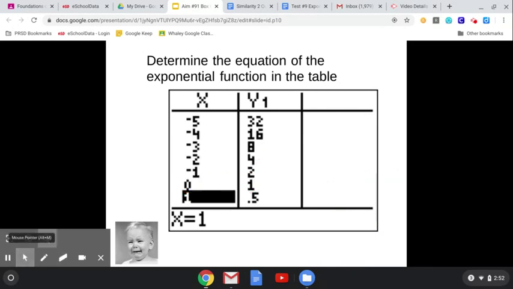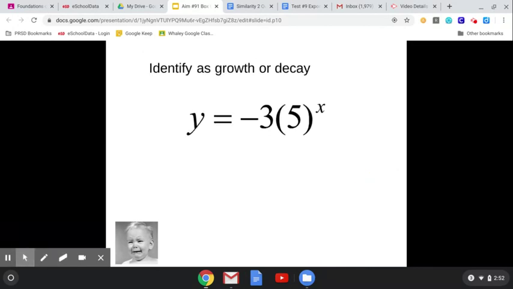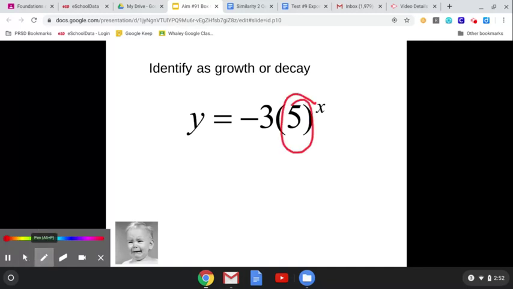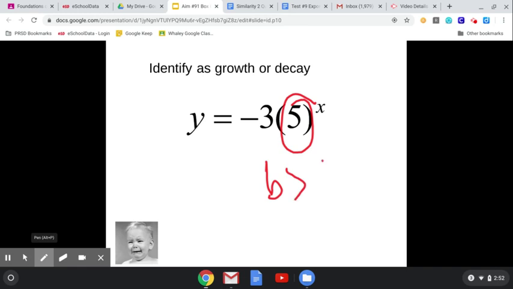Let's move into the last couple ones here. Identify growth or decay. All I care about is that b value there. It's greater than 1. So this is definitely growth that we're looking at.